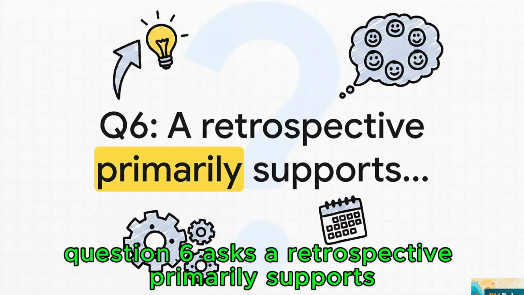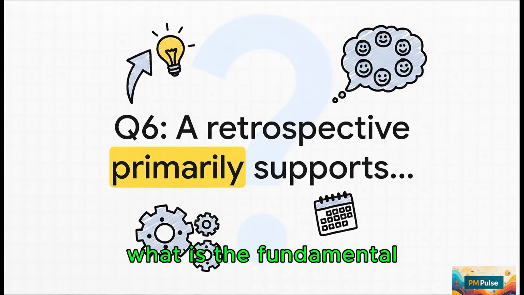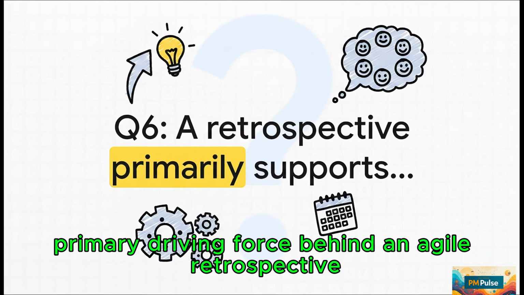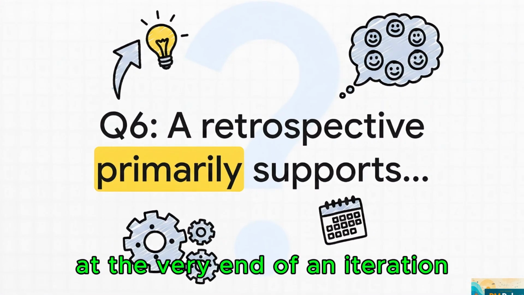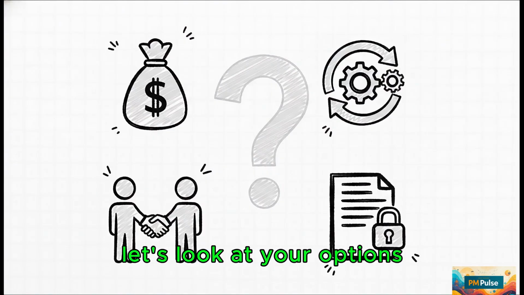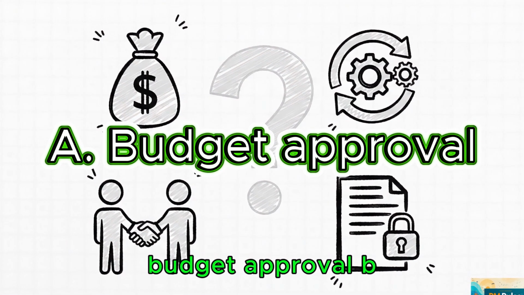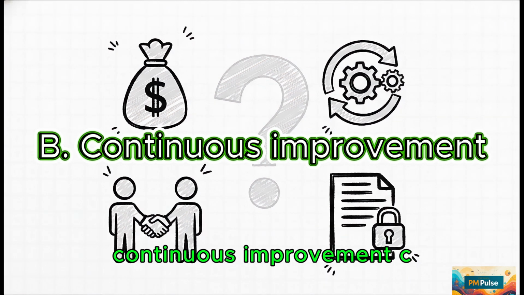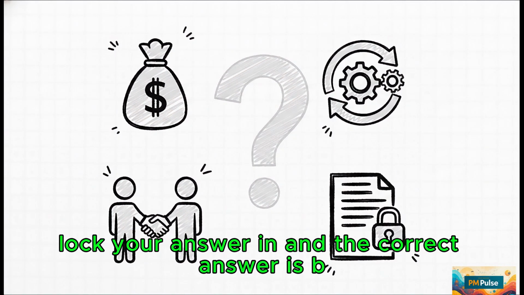Question 6 asks, a retrospective primarily supports. Start formulating your guess right now. What is the fundamental primary driving force behind an Agile retrospective? Think about what actually happens when the team gets together at the very end of an iteration. Let's look at your options. Does a retrospective primarily support A, budget approval, B, continuous improvement, C, stakeholder sign-off, or D, contract closure? Take a second, lock your answer in.